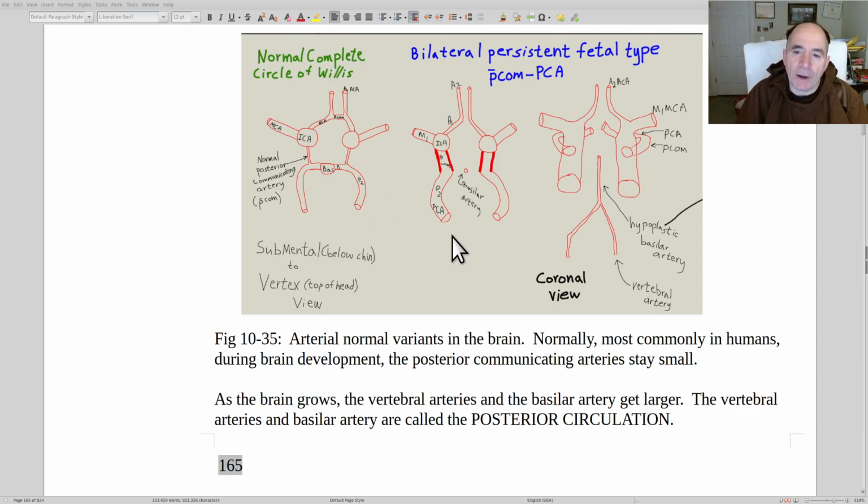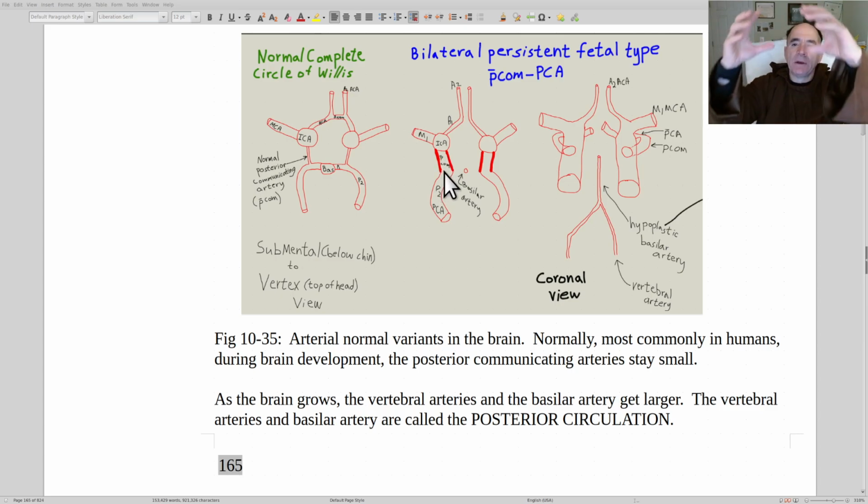Okay, so here's the point. Most people have these tiny little PCOMs, posterior communicating arteries, but some people have really big PCOMs. This is called the fetal anatomy. Usually during development, as the person matures, these PCOMs regress and they become small. But sometimes they stay big like they were in the fetus, so they're called fetal PCOMs.